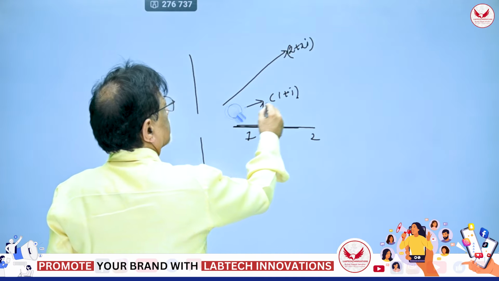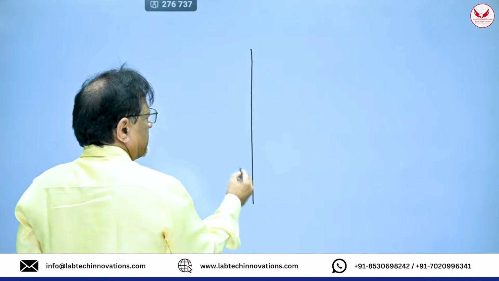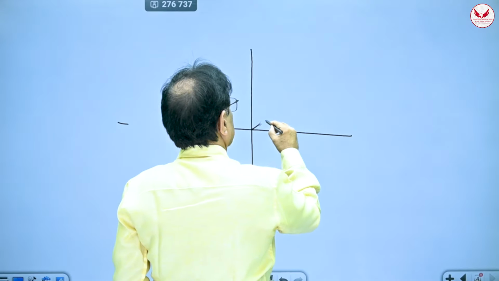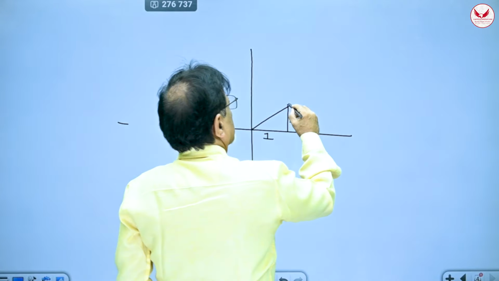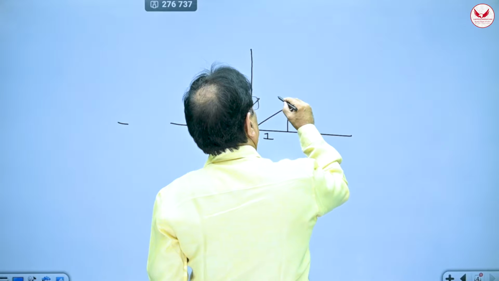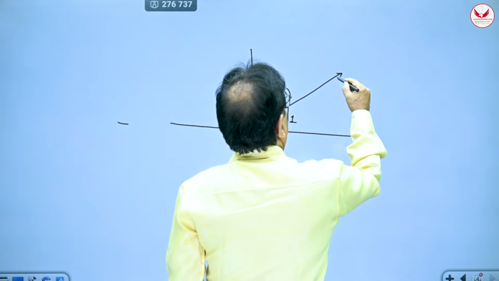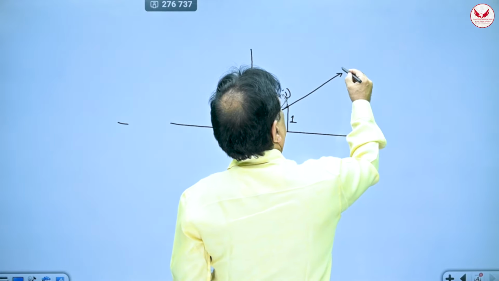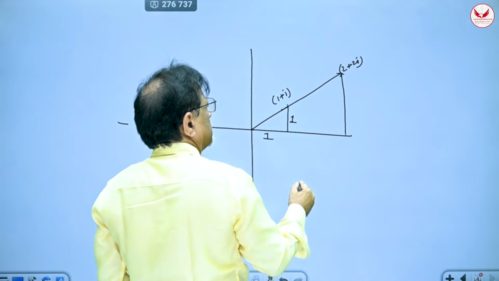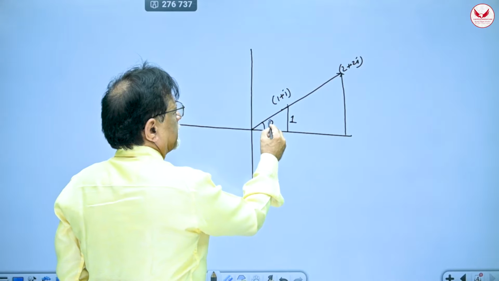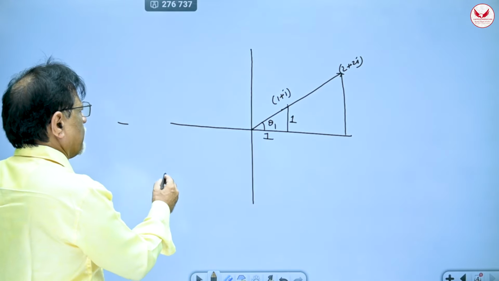I'll draw a separate diagram. So there are two complex numbers. This complex number is 1, this is 1. So this number is (1, 1), that is 1 plus i, right? On the same straight line, there is another complex number, 2 plus 2i, right? So this is that number. Now, this is the angle theta 1, and the angle of this is also the same, right? So let us find out what is theta.